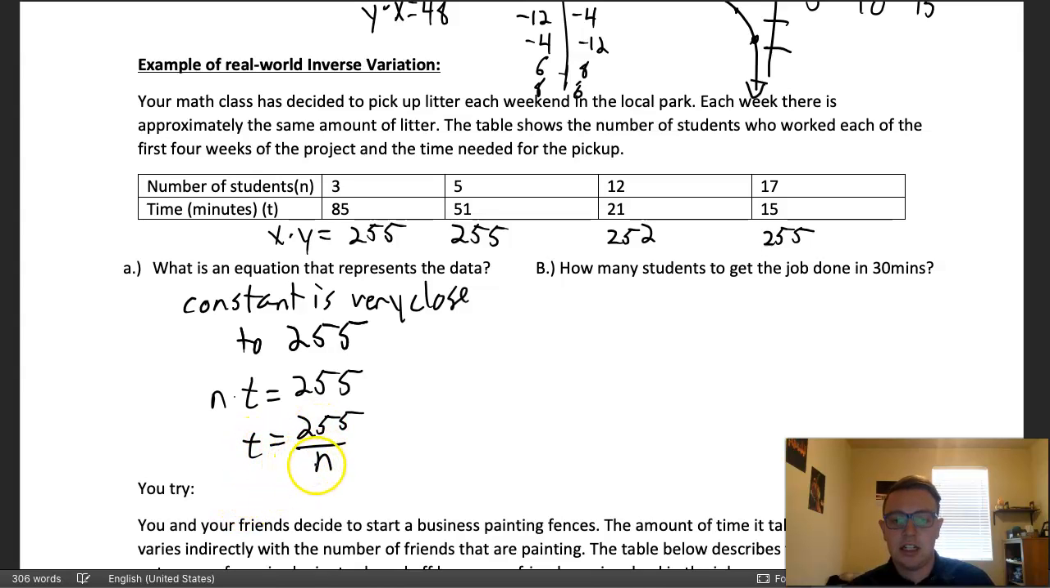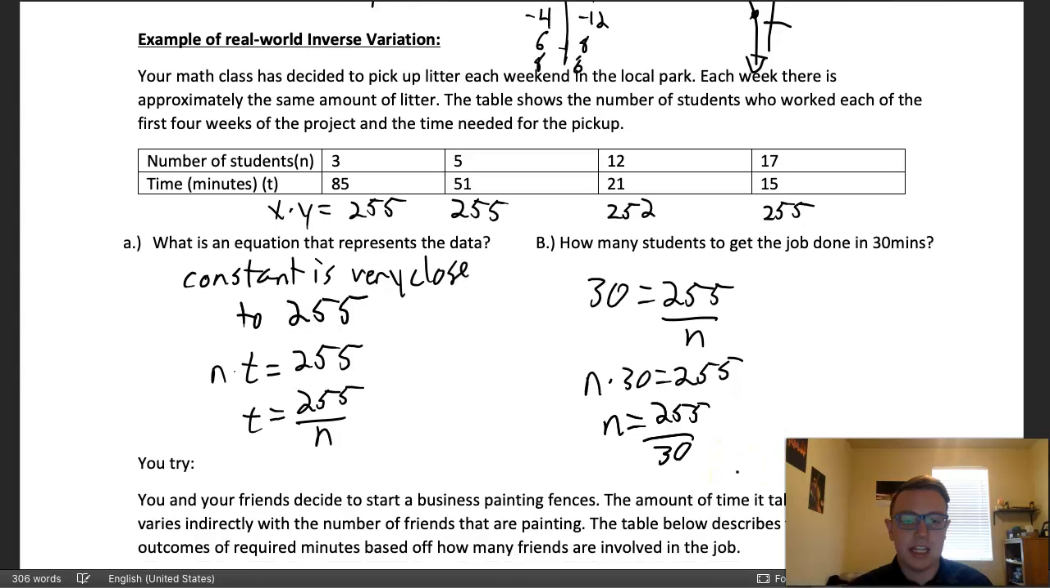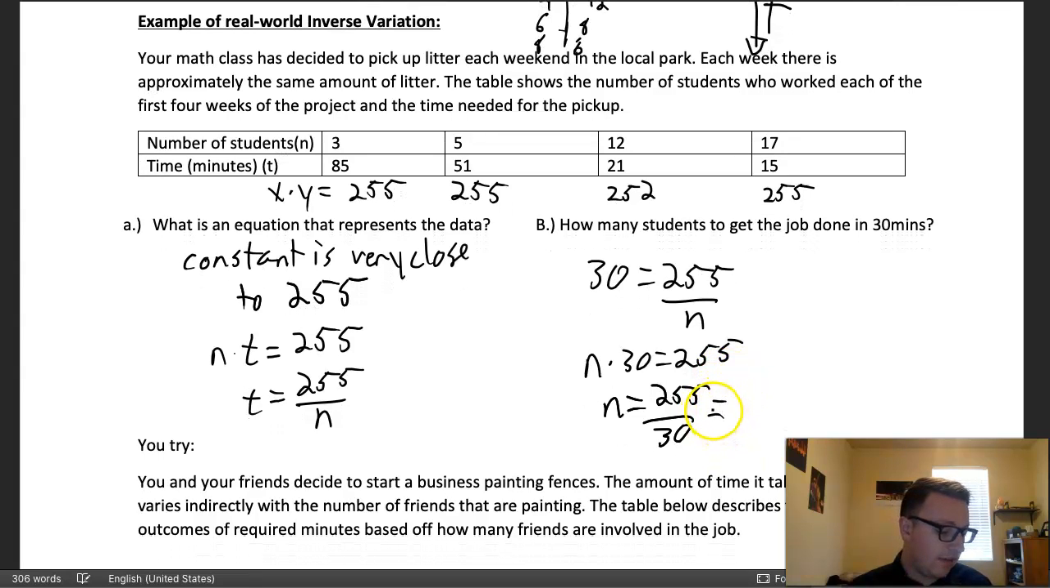So that's our equation. And it's asking us how many students will it take to get the job done in 30 minutes. So for this, we're going to say, well, t is going to be 30. It's equal to 255 over n. What's our number of students? Our number of students times 30 will equal 255. Or n will be equal to 255 over 30, which is going to be, let's see, 255 divided by 30. That's 8.5. But we're going to need more than 8 students. So this will be 9 students we need.